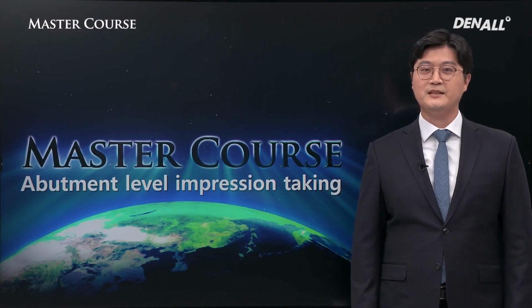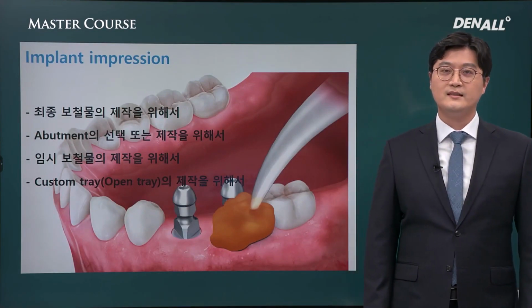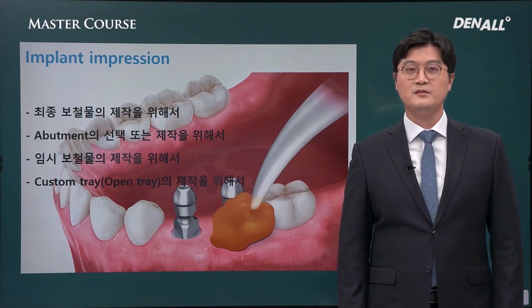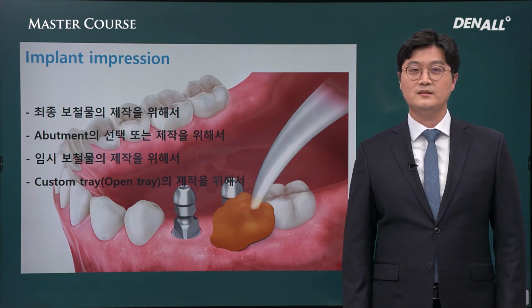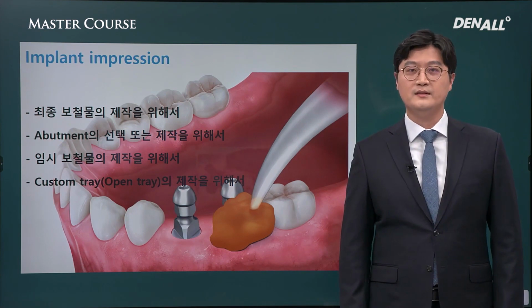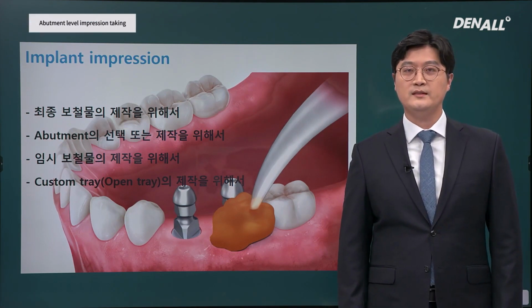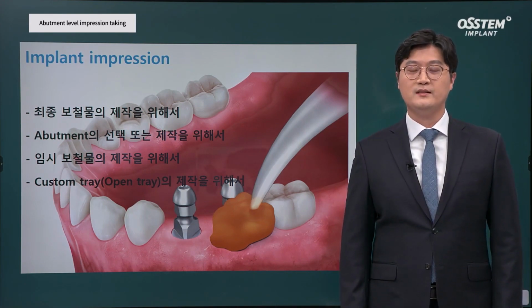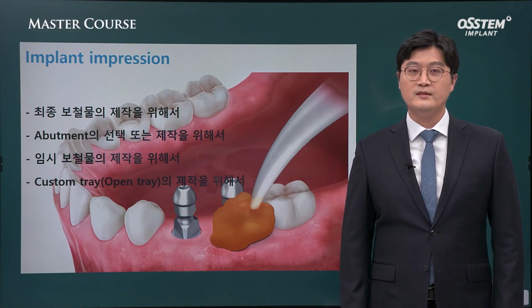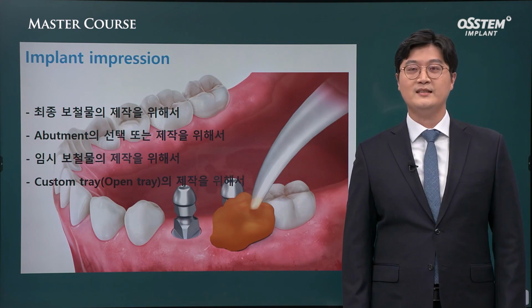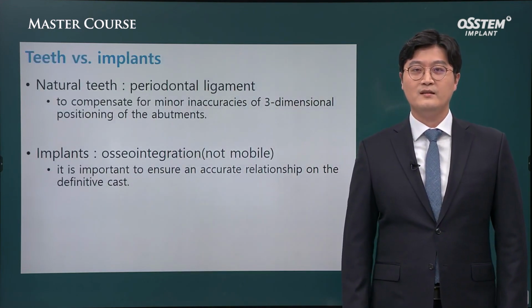Today, I'm going to talk about abutment level impression taking. The purpose of taking impressions is to fabricate the final prosthesis. Through impression taking, a gypsum model is made, and on the model, an abutment can be selected or fabricated. The third purpose is that on the model, a temporary prosthesis can be fabricated. The last purpose of implant impression taking is to fabricate an individual custom tray, which is called an open tray. So those are the purposes of implant impression taking.